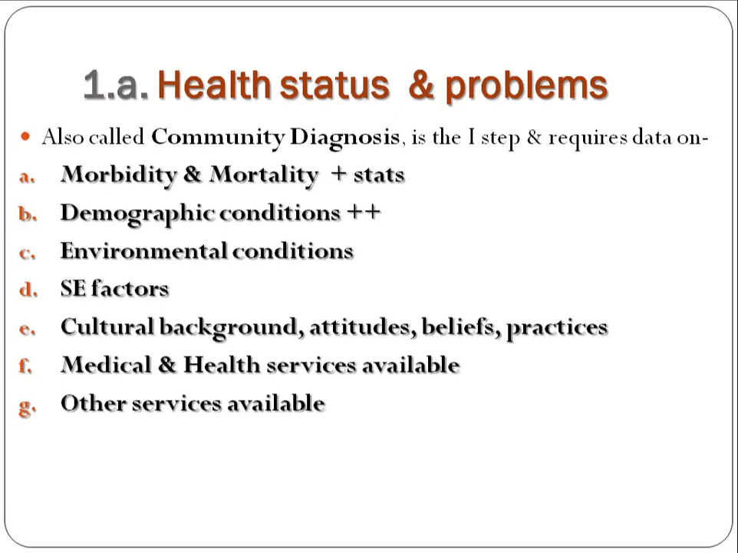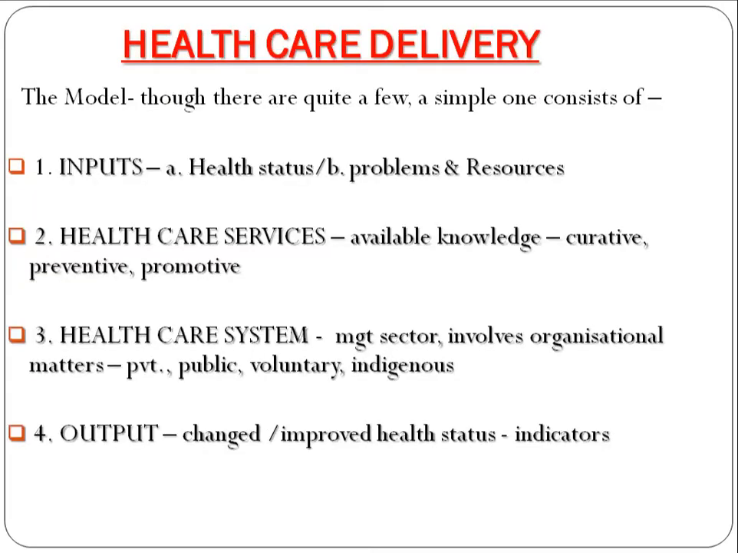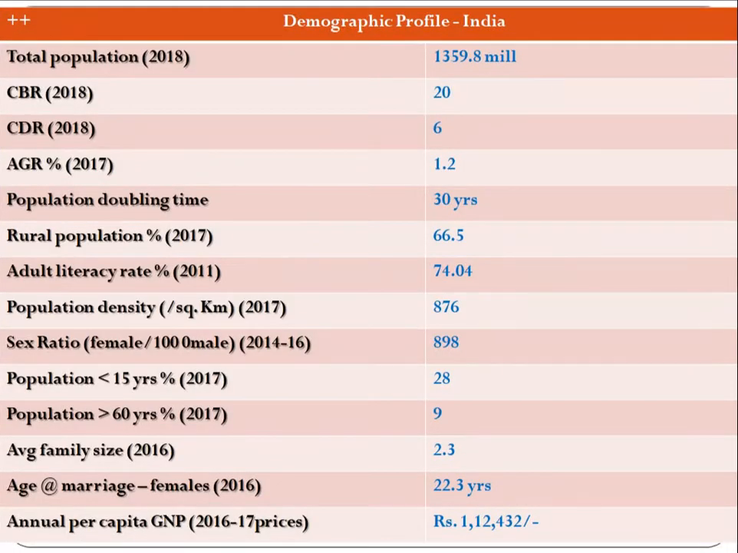What are the socio-economic factors? Do we have a proper socio-economic distribution, or do we have very, very poor people and people in the lower socio-economic strata much more than the people in the upper socio-economic strata? Cultural background, attitudes, beliefs, practices, they have to be respected because people believe in them. Medical and healthcare services available and other services. So these are the inputs we require for health status and problems. Remember, we are talking about inputs. So what are the problems? Before developing anything, we got to know what are the problems that we have.